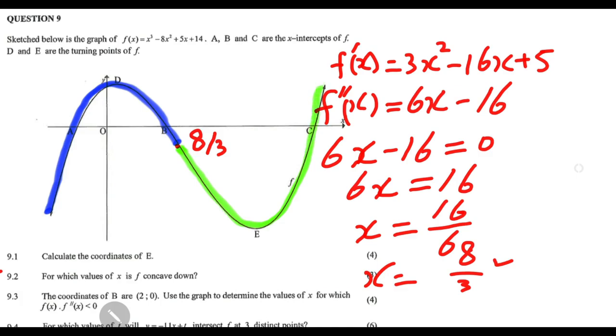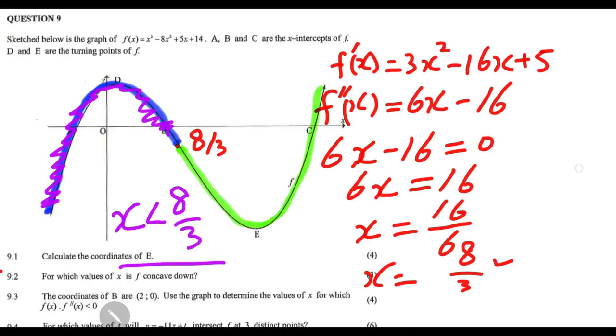So he wants to know where the graph is concave down. The graph is concave down till the point of inflection. So the answer will be x less than 8 over 3, the graph is concave down. This is my answer.